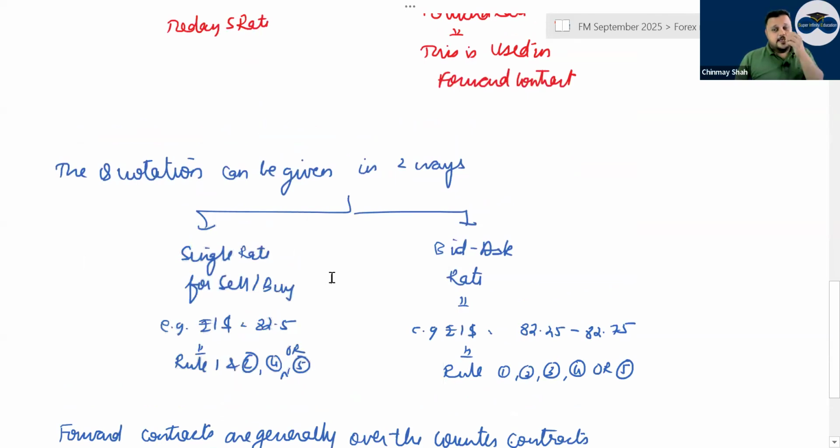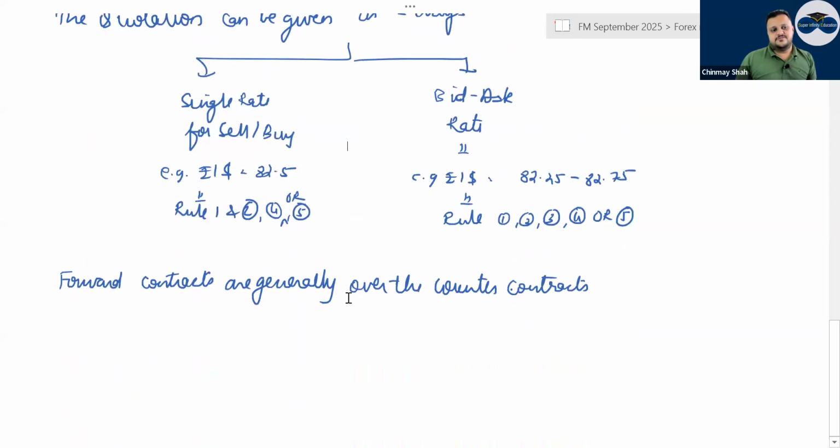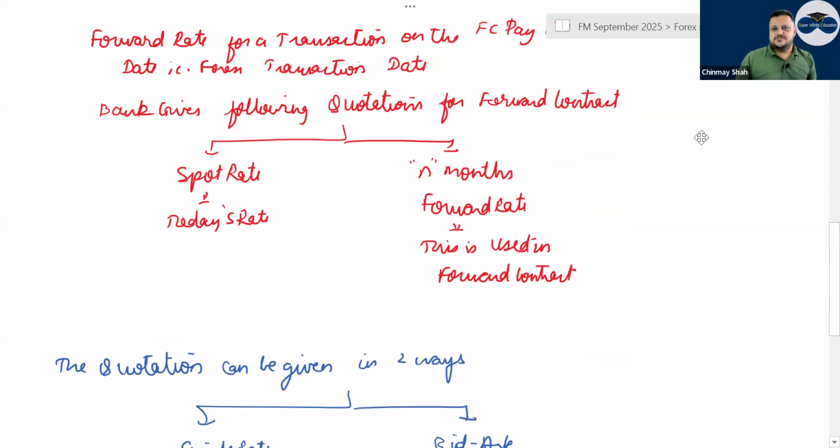That means rule 3 will not be used. Somewhere a bid-ask rate will be used. What will you use? Rules 1, 2, 3, 4, 5. So I have written here: if a single rate is there, then use rules 1, 2, 4, and 5. But if there is a bid-ask rate, then rules 1, 2, 3, 4, 5. Forward contracts are generally over-the-counter contracts, correct? Sure.